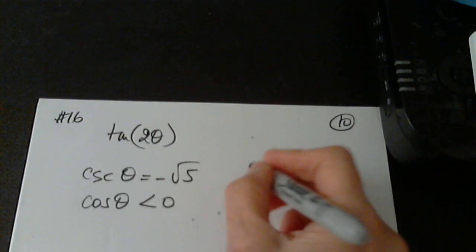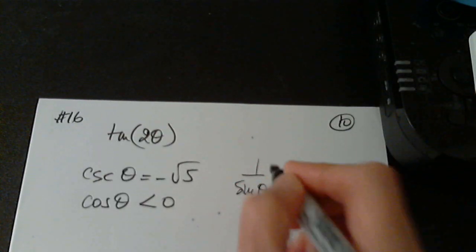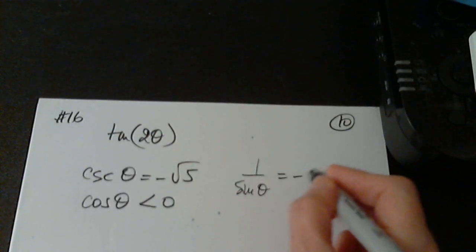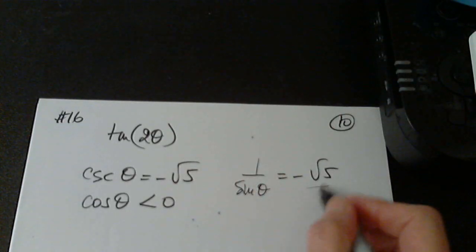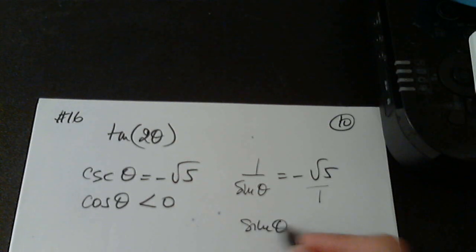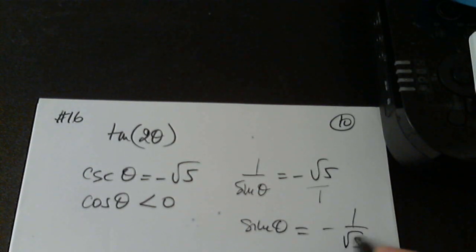So remember, cosecant is 1 over sine. 1 over sine theta equals negative the square root of 5. And I swap because it's a proportion. And I write that sine theta equals negative 1 over the square root of 5.